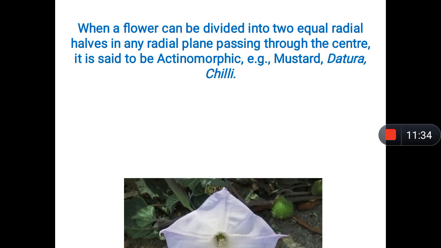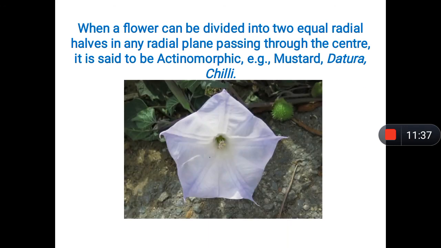So let's see how an actinomorphic flower looks. Now this is the flower of dhatura, or we call it in Marathi dhotra. Let's see how it can be divided. This is one line cutting the flower into two halves. Now this is another line, of course passing through the center, again cutting into two halves. This is the third line also passing through the center and cutting the flower into two equal radial halves. So this is called an actinomorphic flower.